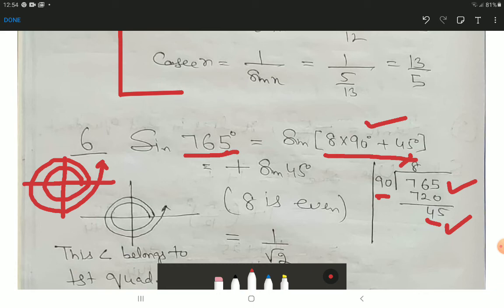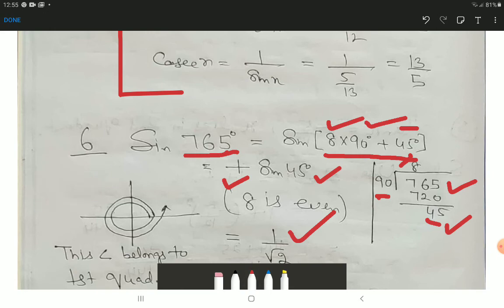And in the first quadrant all trigonometric ratios are positive. Moreover, this 8 is even. So sine will remain sine. I mean to say, whenever the coefficient of 90 degrees is even, the trigonometric ratio maintains itself. So since 8 is even, sine will remain sine and the acute angle is 45, sine 45. And sine 45 is 1 by root 2. Hope you have understood it. You may again listen to this part and clear your doubts.